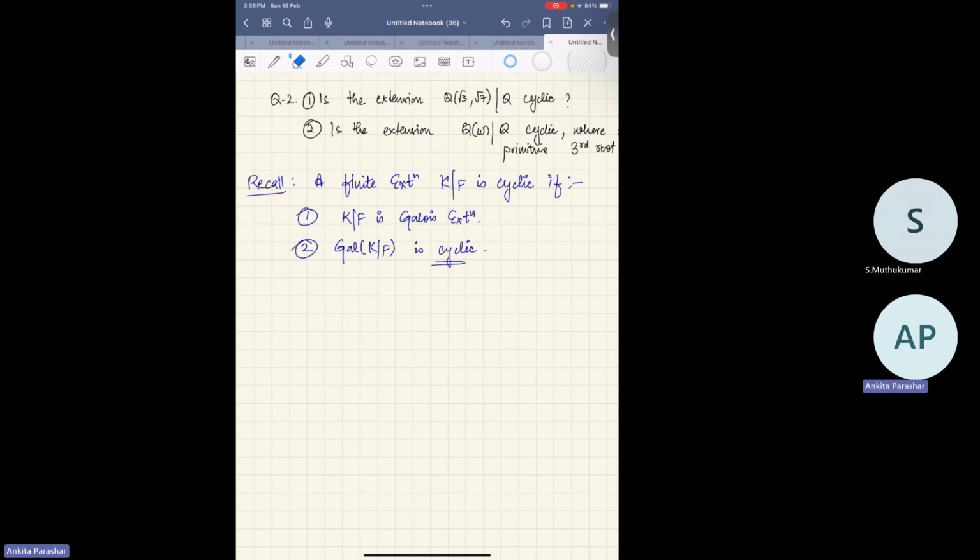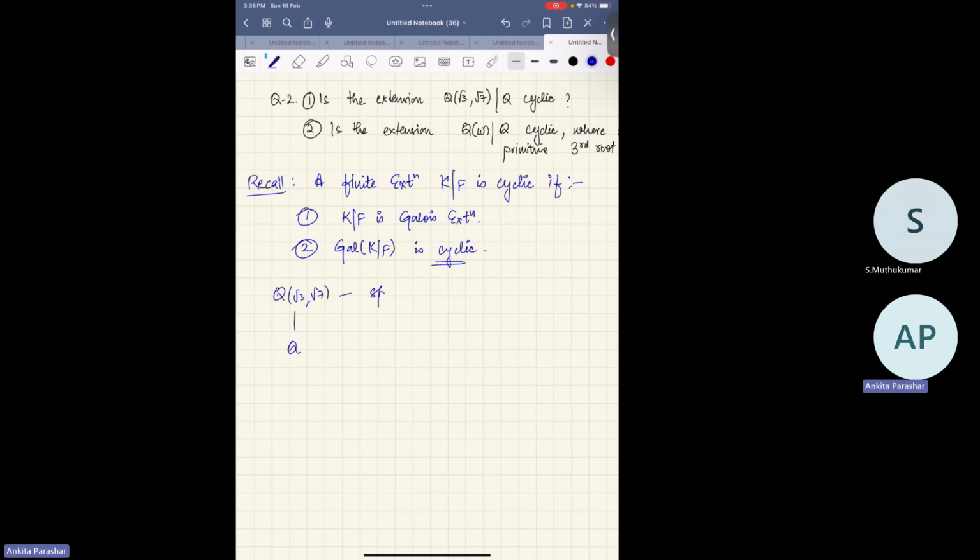First of all, is it Galois? Let's look at, is it Galois? Which criteria will you choose to say that it is Galois? It is a splitting field of a separable polynomial. What is that polynomial?